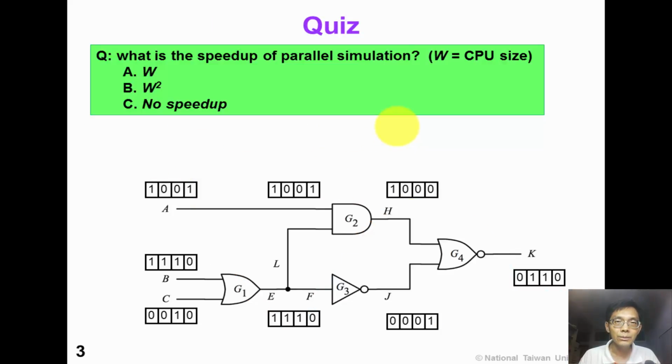So this is a simple quiz for you. What is the speed up of parallel simulation? Suppose that the CPU word size is W. Is it W or W squared, or no speed up? The answer is simple. We can have linear speed up W over traditional simulation.